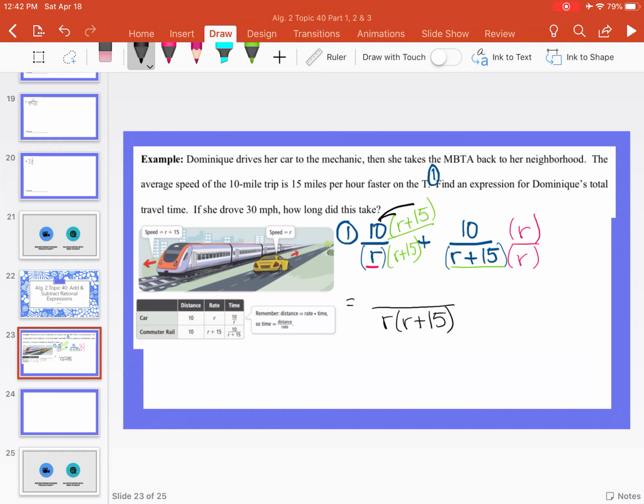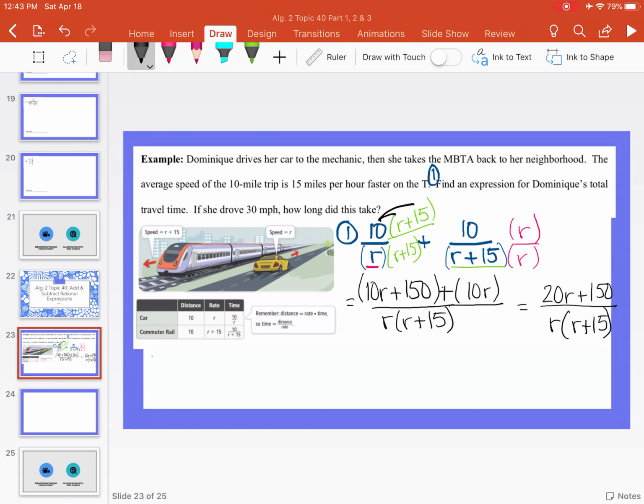Now in the numerator, we can multiply and distribute. We have 10 times r and 10 times 15, which gives us 10r plus 150. And we're adding that to 10 times r, or just 10r. Now we can combine our like terms and get our expression of 20r plus 150 divided by r times r plus 15. So that is the expression that we can use to show the total travel time for Dominique.